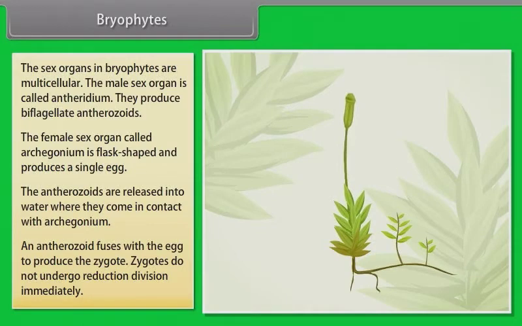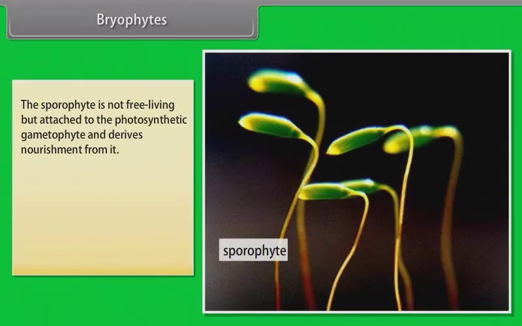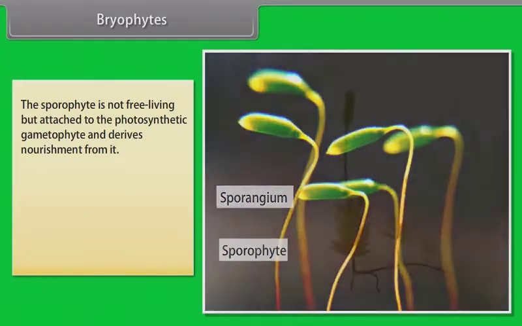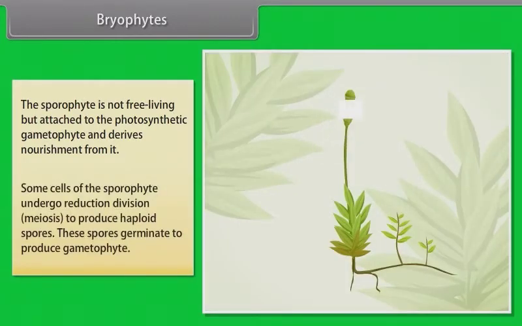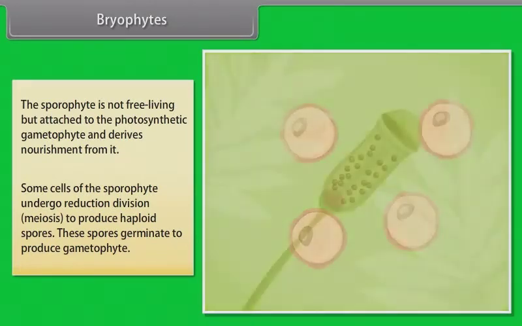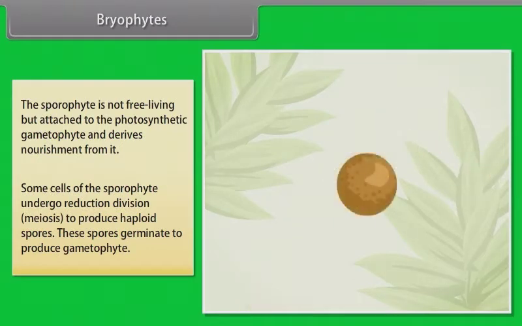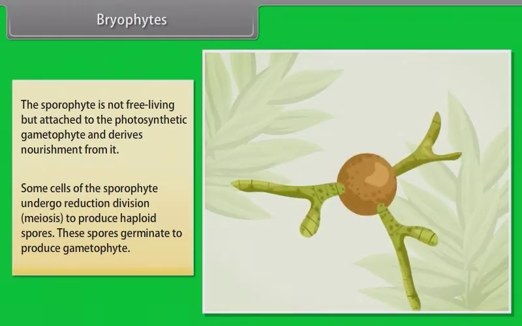Zygotes do not undergo reduction division immediately. The sporophyte is not free-living, but attached to the photosynthetic gametophyte and derives nourishment from it. Some cells of the sporophyte undergo reduction division, meiosis, to produce haploid spores. These spores germinate to produce gametophyte.